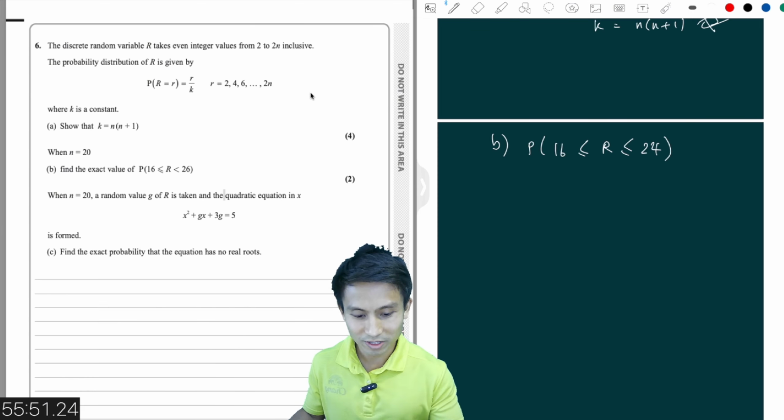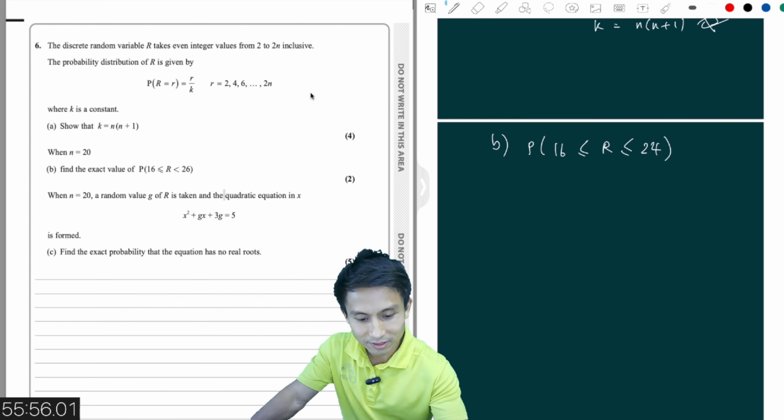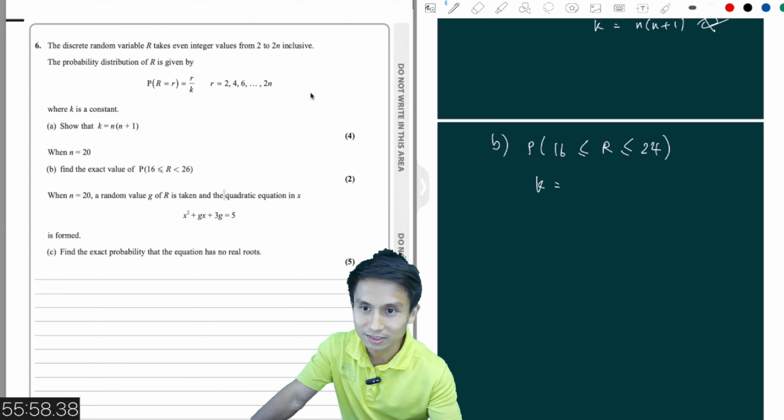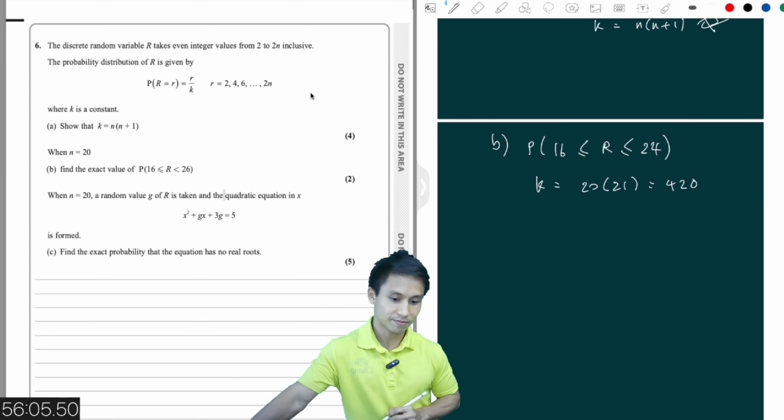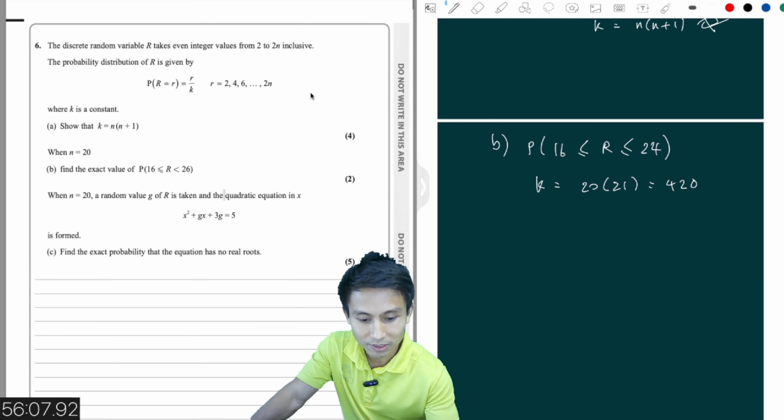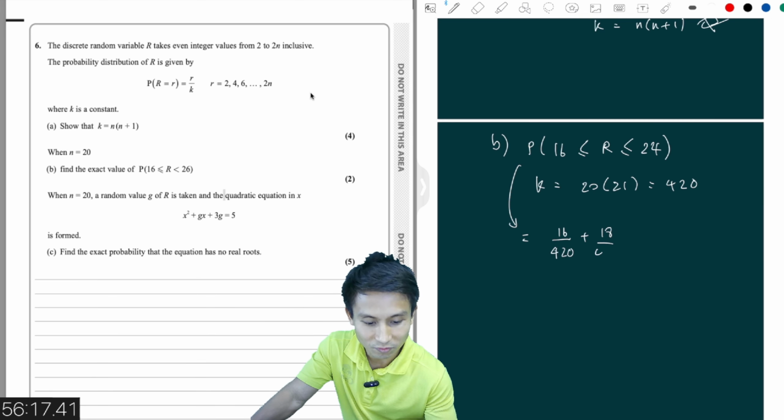Okay, so we're gonna find the probability of, so hang on, let me just get k first. So k is 20 times 21, so that is 420, right? Yeah, so that means the probability we want here is just, what is that, 16 over 420 plus 18 over 420 plus until 24 over 420, right? Yeah?